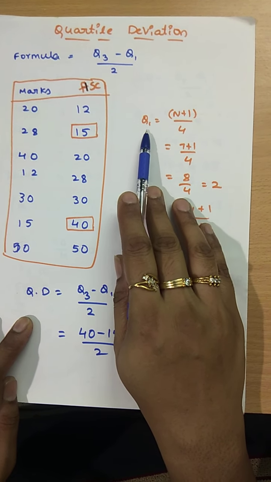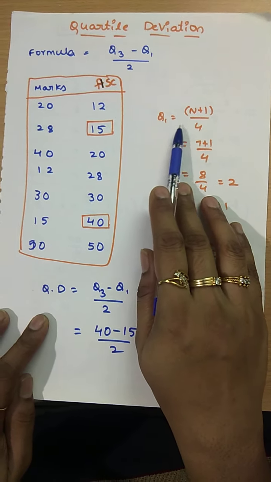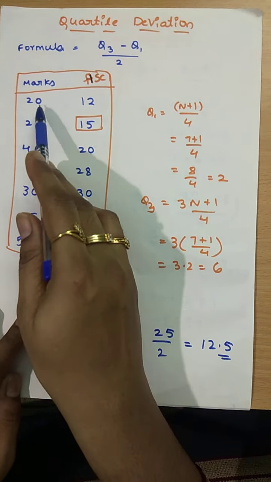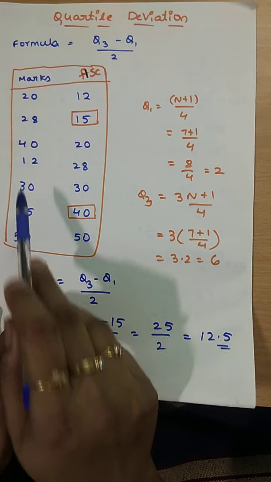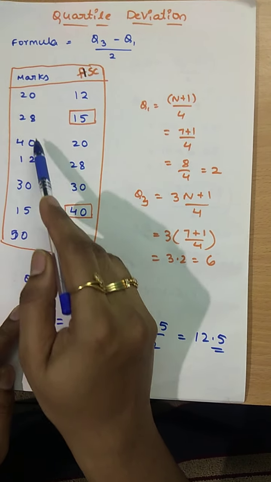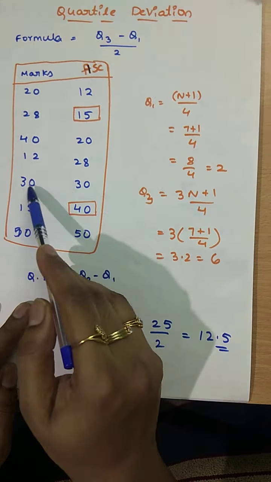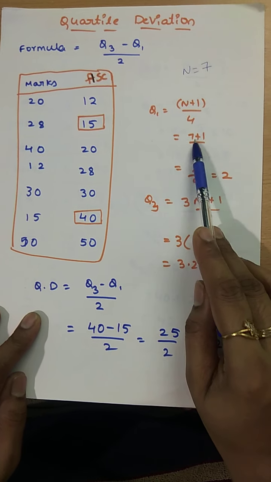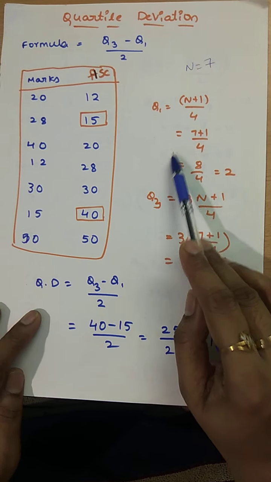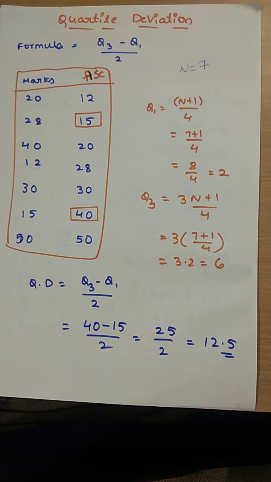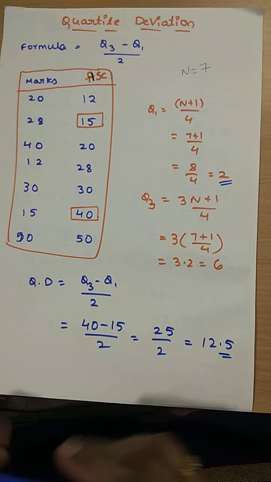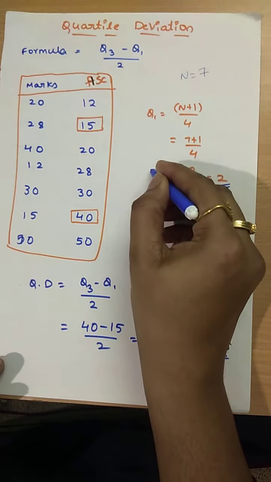The formula for finding Q1 is Q1 equal to (n plus 1) divided by 4. Here n is the number of observations. How many observations are there? 1, 2, 3, 4, 5, 6, 7. So n is 7. Substituting in the formula, Q1 equals (7 plus 1) divided by 4, which is 8 divided by 4, which is equal to 2. So the Q1 value is 2.